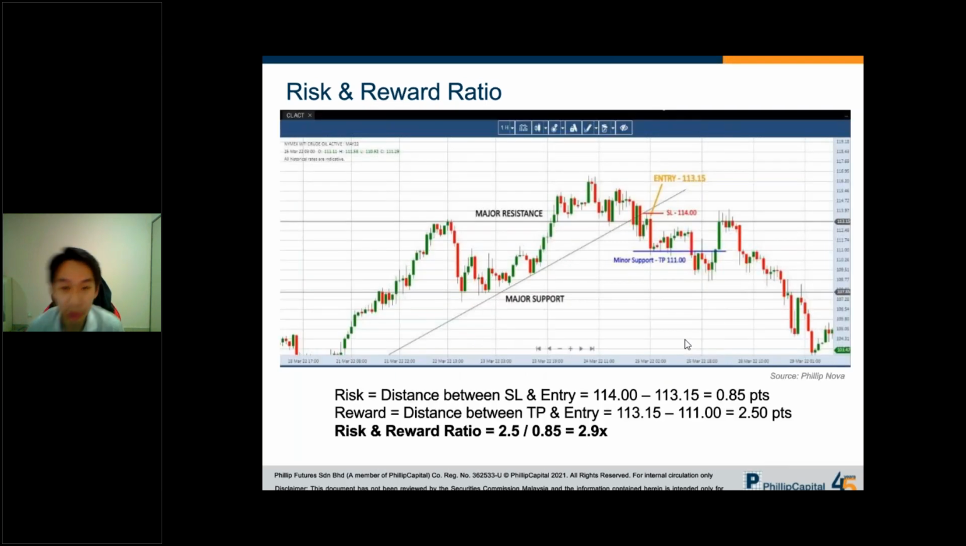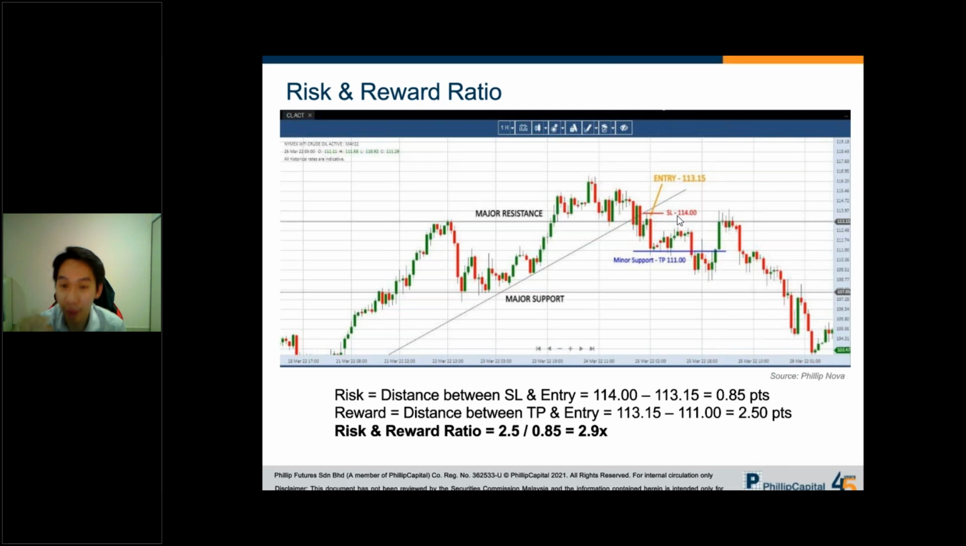This is how to calculate the risk and reward using the same example I've shown you. The entry point will be on the yellow line, entry 113.15. Assume we enter at the retracement, not at the initial break. Then your stop loss will be slightly above the reversal point, where the price turned down, which is 114. So we place our stop loss at 114.